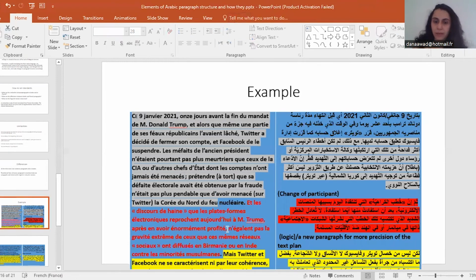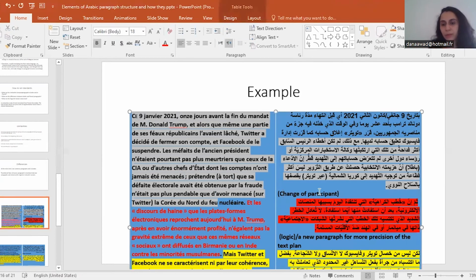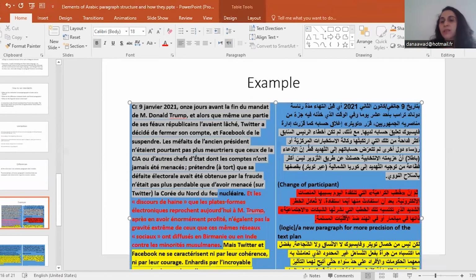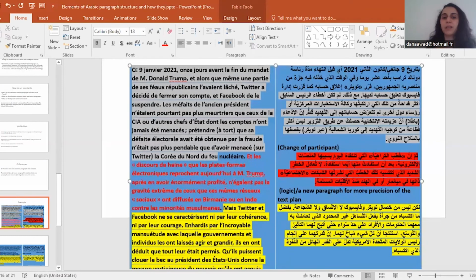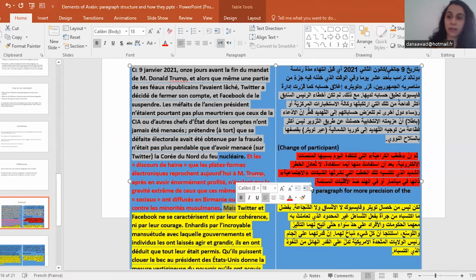So in the first example, we have one big paragraph in French that was translated into 3 paragraphs in Arabic. And the elements that were separated in Arabic were marked by connectors, by me. And the reason is not only this. So this might be a reason for creating an alinea in Arabic.